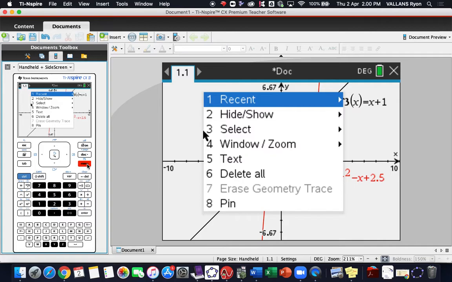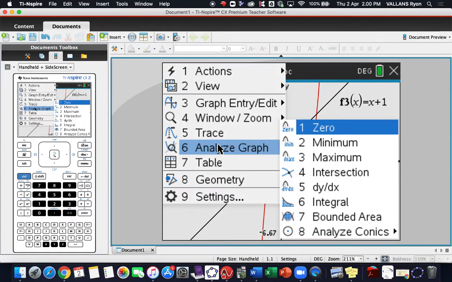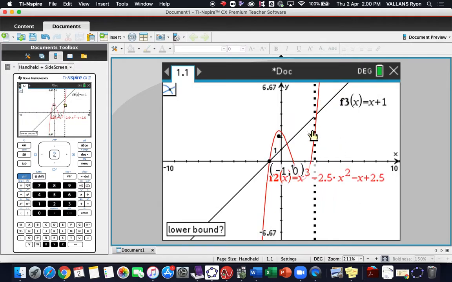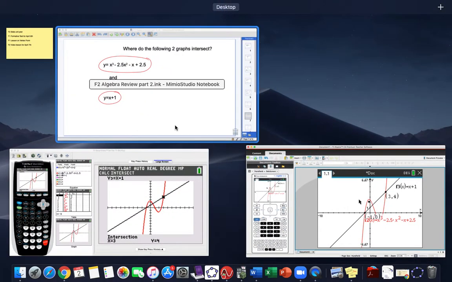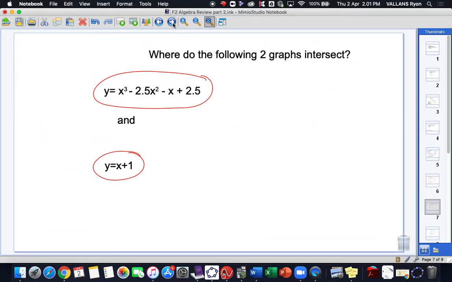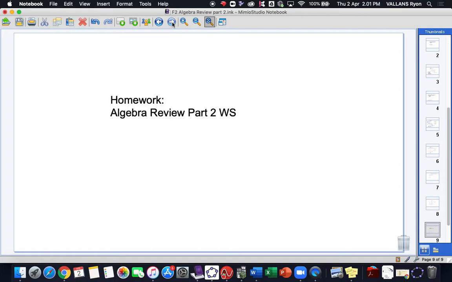I hit control, not that. Menu, analyze graph, intersect, left of it, right of it. There's that one. So try to find that one on it. And that's the directions, and that's as far as we're going to go. So that's what you should have gotten for the 3 intersections: (-1, 0), (0.5, 1.5), and (3, 4). That's the 3 different locations on that.